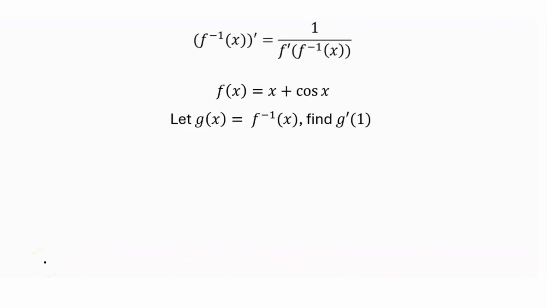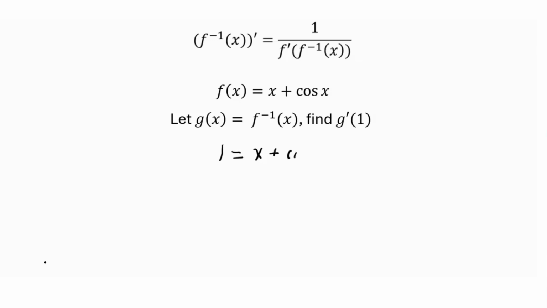All right, let's try this example. We're going to let f of x equal x plus cosine x. We're going to let g of x represent the inverse of f of x, and we want to find g prime of 1. Okay, so if 1 is going into the inverse function, we need to work backwards and figure out what x value in the original gave us 1 as our answer.